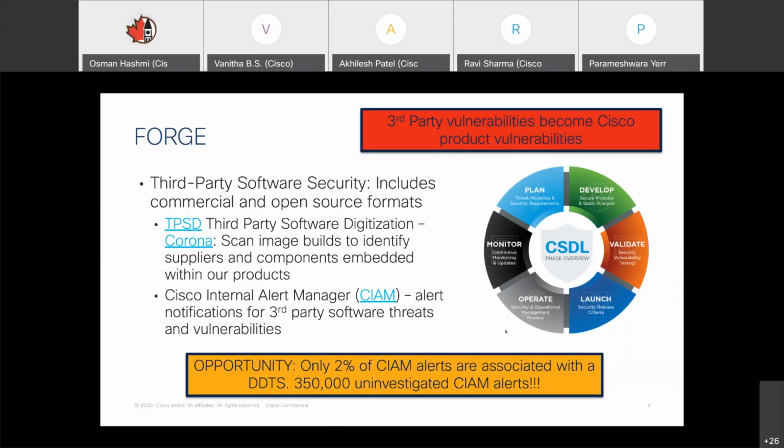There's a lot of information in this TPSD, third-party software digitization tool. You can go there and research some of that. A lot of you have already worked on Corona, so you know how that works. So I think overall with these tools, we can really build and solidify our CSTL, right? CSTL is part and parcel, a basic tenet of our development process. We all comply with CSTL.